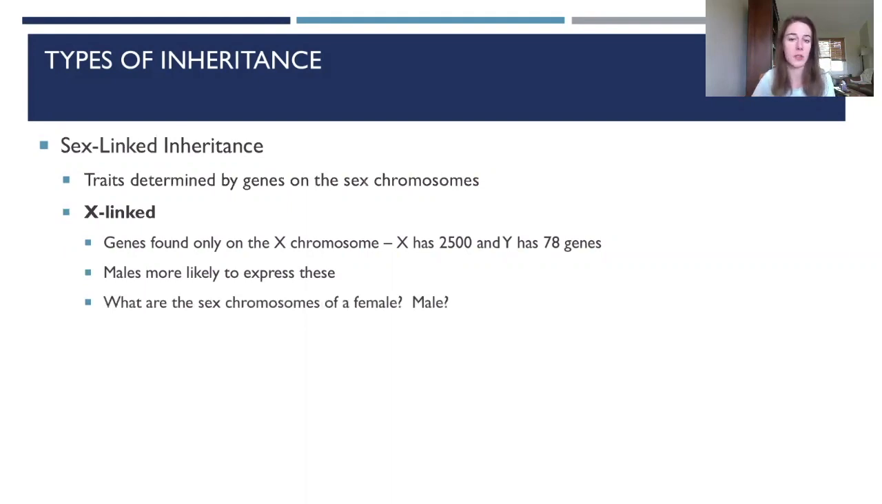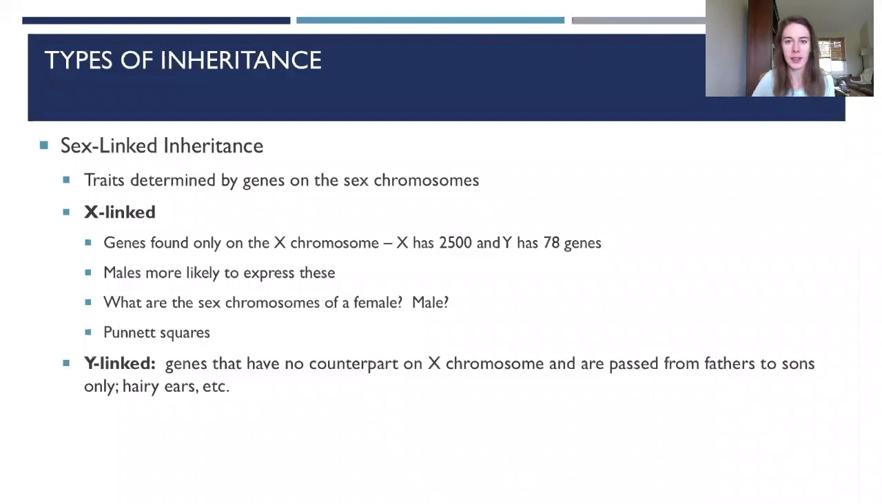So if the disease we're talking about, or just, generally speaking, a trait, it doesn't have to be a disease. If the trait we're talking about is a recessive one, if the guys have it on their X chromosome, they're always going to display that trait because they don't have another X chromosome with the dominant allele to cover it up.